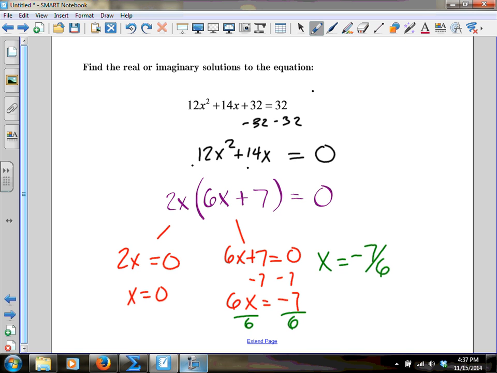So, because this is something that I can factor, I think that's the simplest way to solve it. If I were to take either one of these answers and plug them back in, they would make the equation true. I'll do the simple one, and I'll let you do the hard one at home. If I make x equal 0, 12x squared becomes 0, 14x becomes 0, and 32, obviously, since there's no x involved, stays as 32. And I get this equation 32 equals 32. Absolutely. All right, you can try at home to plug in -7/6 and see that it still works.